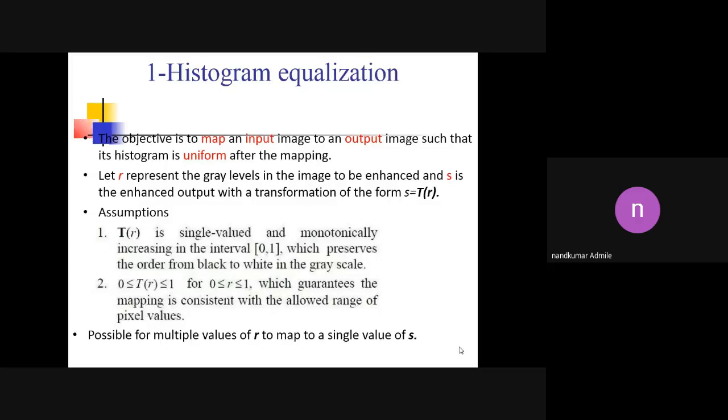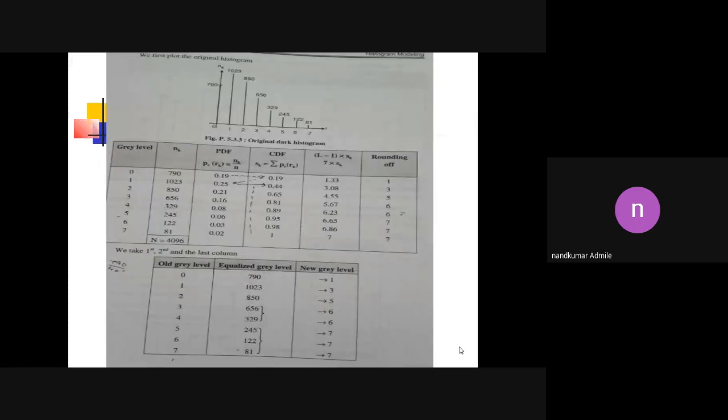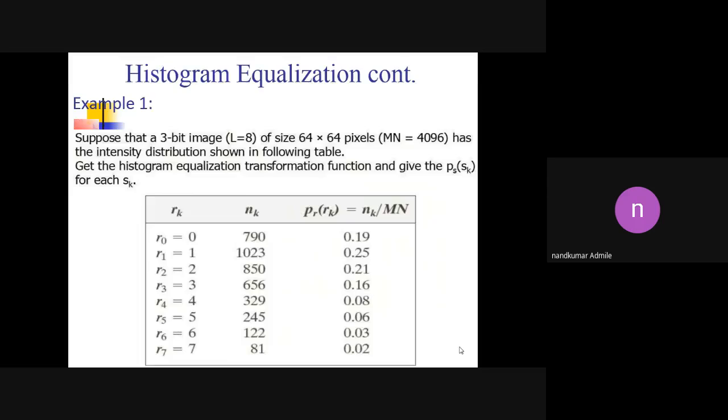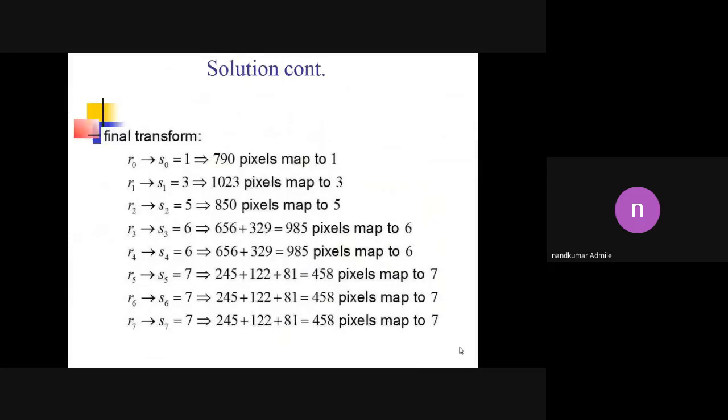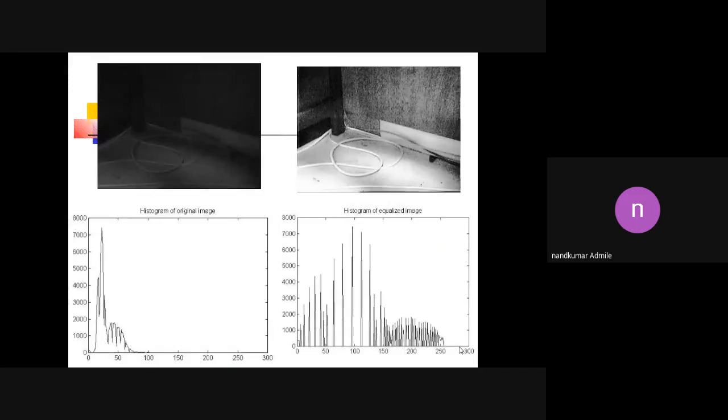Okay, so I'll show you one image, and on that image we can apply histogram equalization. For histogram equalization, we can consider black and white images or color images. We can consider any type of image for histogram equalization. Everyone observe the slide.